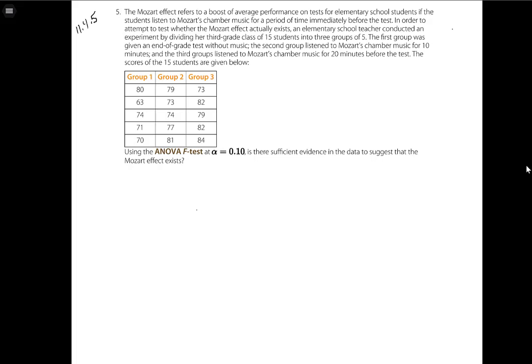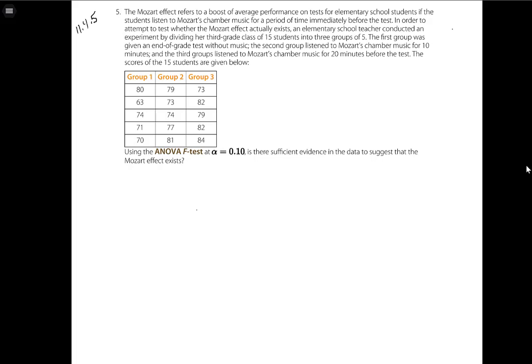Here we are in Chapter 11, Section 4, Problem number 5. The Mozart effect refers to a boost of average performance on tests for elementary school students, actually for any students, not just elementary school students, if the students listen to Mozart's chamber music for a period of time immediately before the test.